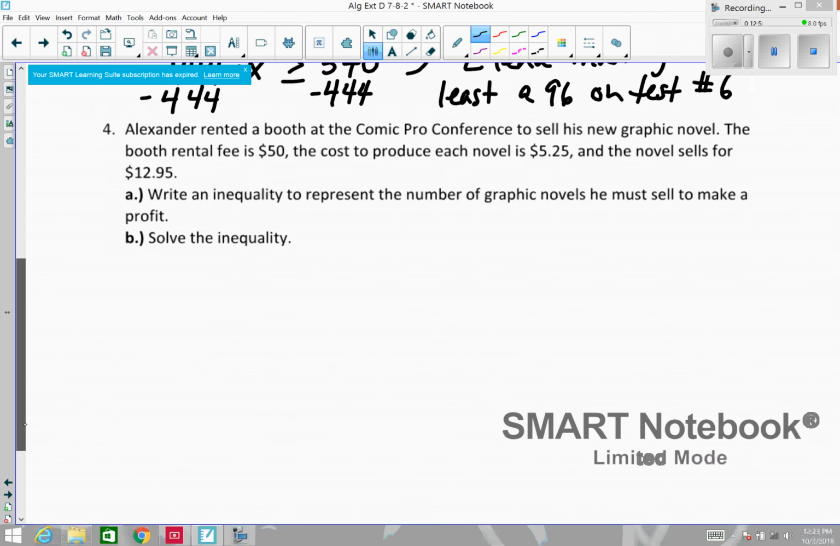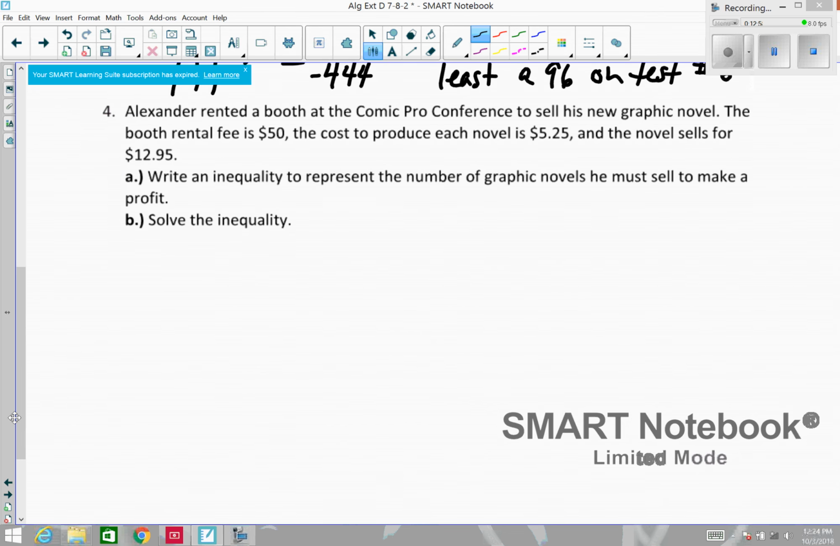Alright, our last problem. Alexander rents a booth and he's going to sell some graphic novels. He has to pay a fee for the booth of $50. And when he makes each novel, that is also going to cost him some money. Each novel is going to cost $5.25. So the total cost of all his novels is going to be the number of novels he produces times the $5.25. Now he's going to sell these novels and get in some money. Each novel he's going to sell for $12.95.